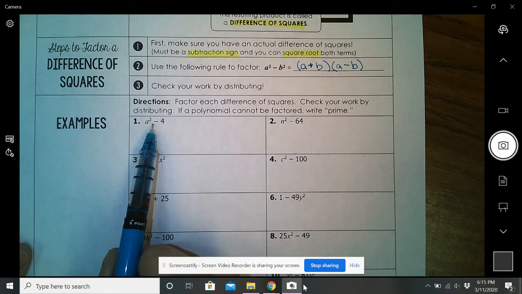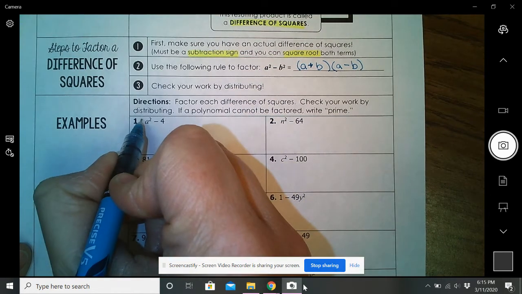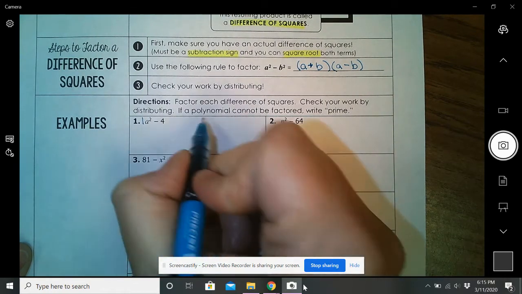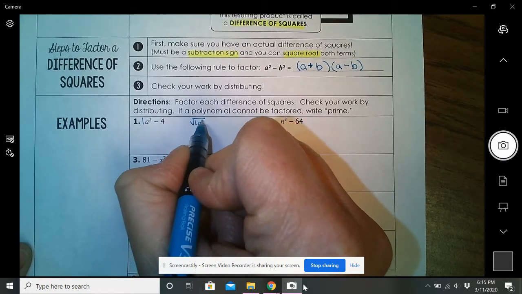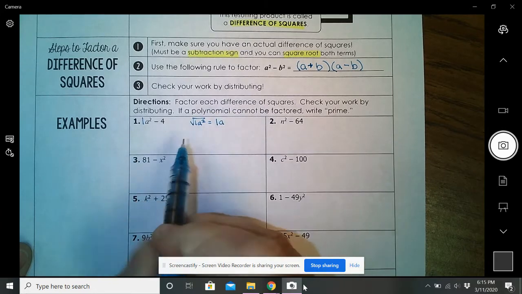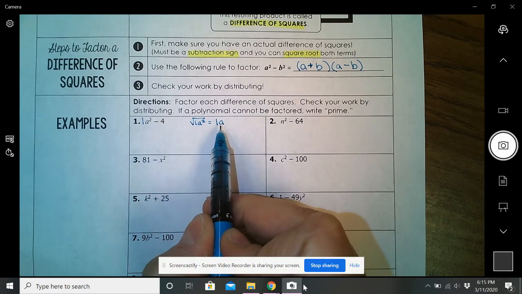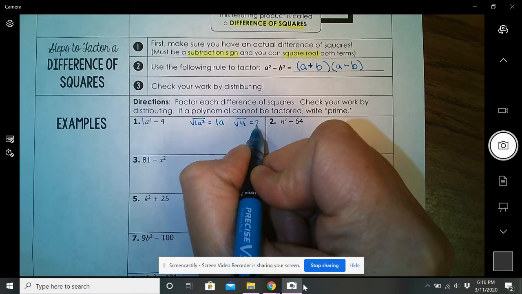There is a subtraction sign, that's good. And I can take the square root of 1a squared, and I can take the square root of 4. All right, so if you want me to write that out, I could. The square root of 1a squared would be 1a. The square root of 1 is 1, and the square root of something squared is just that value. The square root of 4 is 2.